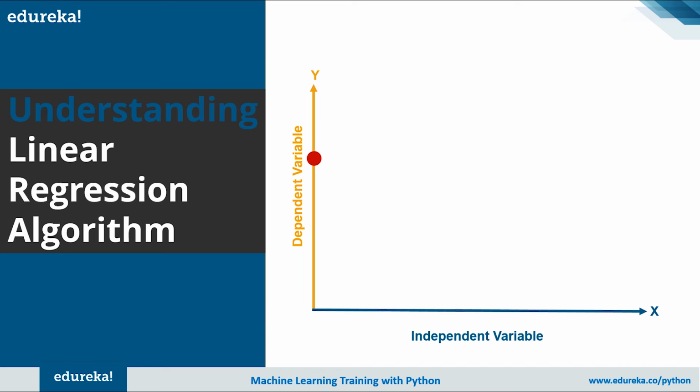Next is, suppose you have an independent variable on the x-axis, which is increasing. And on the other hand, the dependent variable on the y-axis is decreasing. So what kind of line will you get in that case?